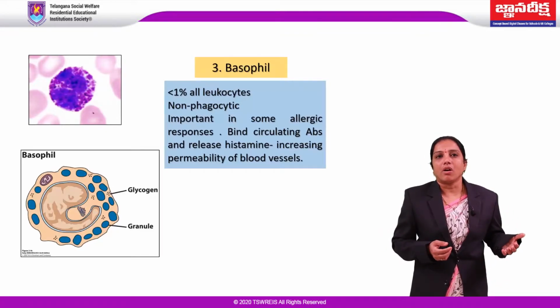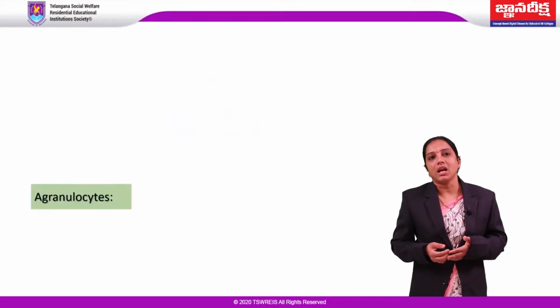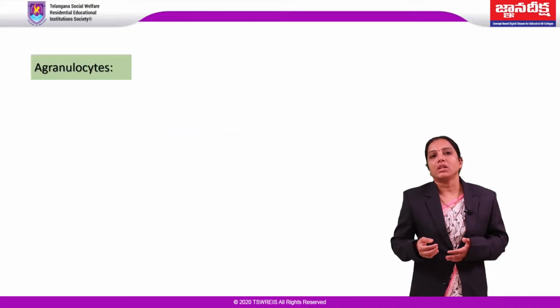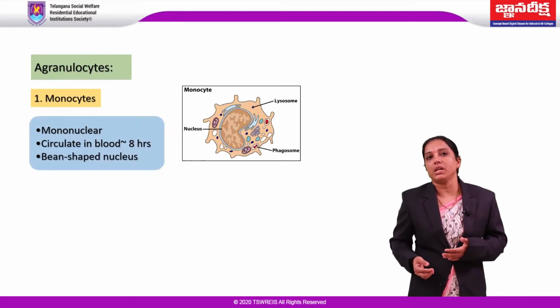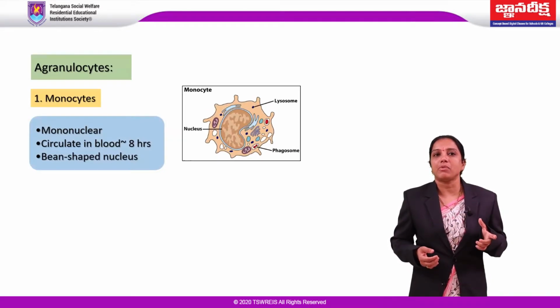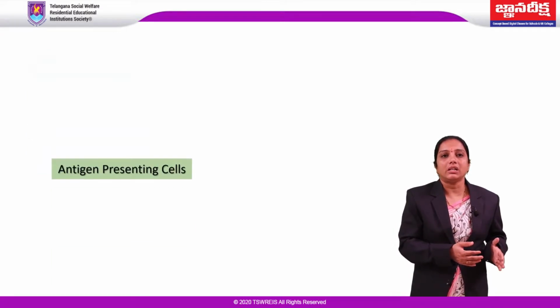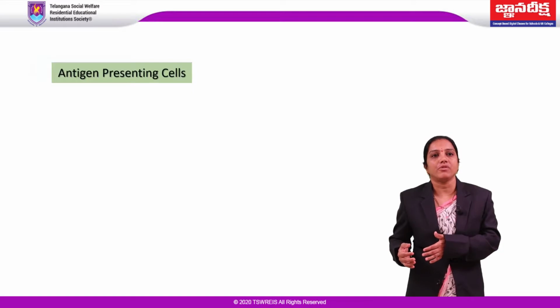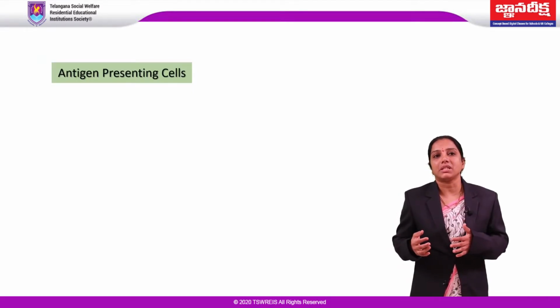And next, in contrast to granulocytes, there are also some agranulocytes among the blood cells. Among the agranulocytes, monocytes are agranular with a single-lobed or bean-shaped nucleus, and they are the largest type of leukocytes which circulate in the blood for about 8 hours and are involved in presenting the antigen which has entered to the site of lymphocytes for an immune response, so that it acts as an antigen presenting cell.